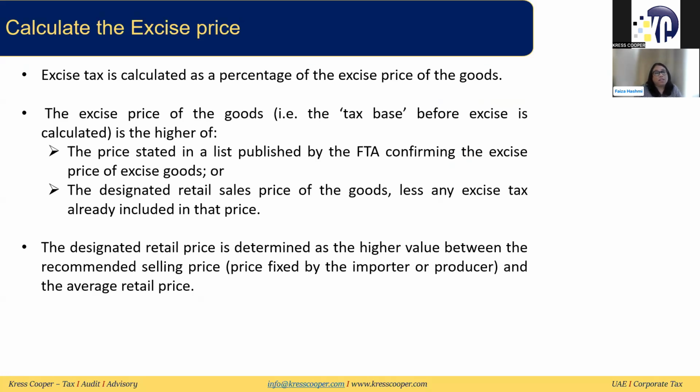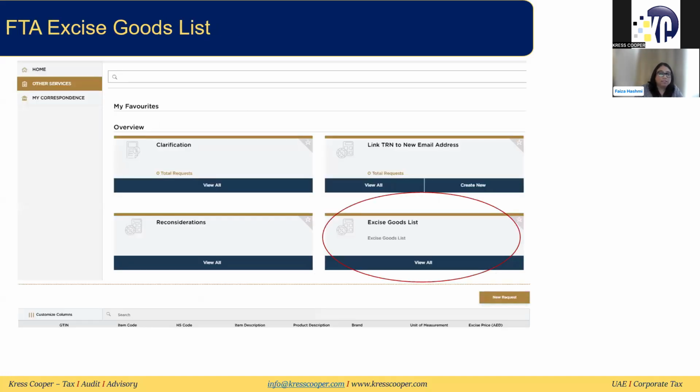As per the excise tax law, the excise tax base is the higher of the price which is stated in the list published by the FTA, the excise good list of the FTA, or the designated retail sales price of the good. Now, the price which is stated in the list published by the FTA, we had discussed this in the last webinar as well, that if you go to your Emara Tax portal, in the other services, you can see that the excise good list is mentioned there. This excise good list contains all the products that are currently in the FTA excise good list.